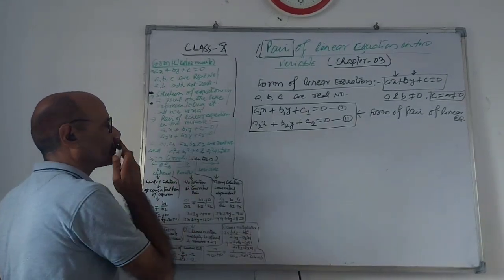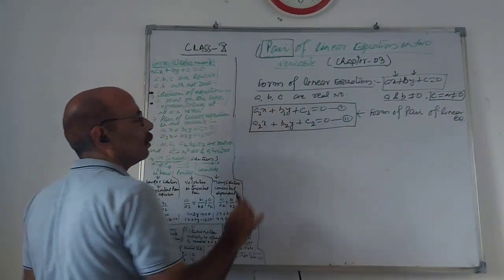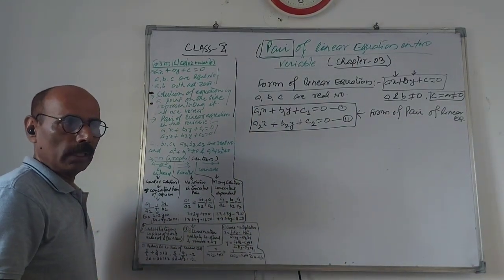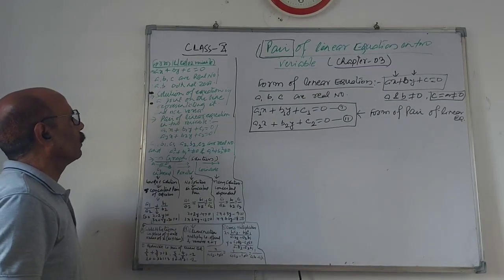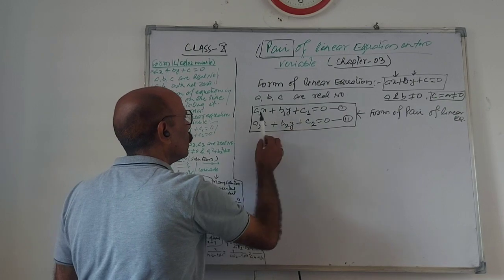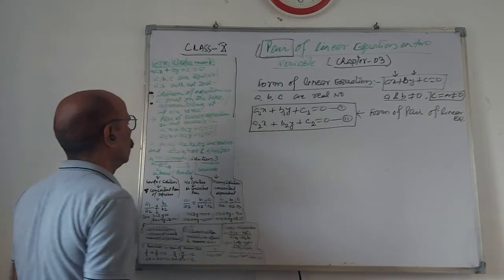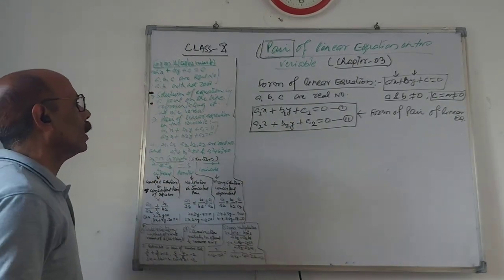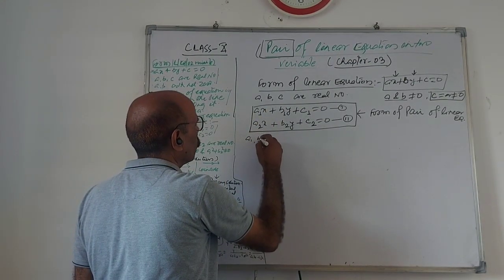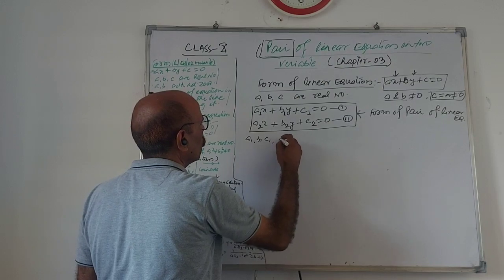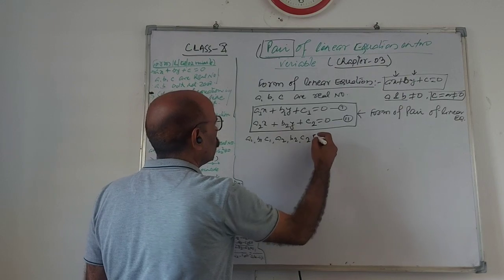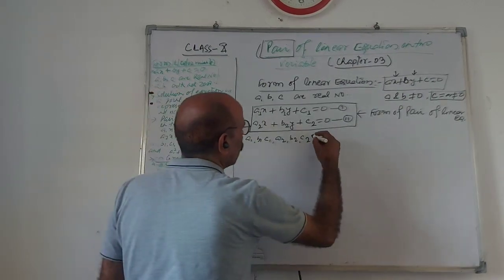But in these linear equations, especially for MCQ purposes, you have to keep in mind the nature of A1, B1, C1, A2, B2, C2. Already discussed, that means A1, B1, C1, A2, B2, C2 are real numbers.